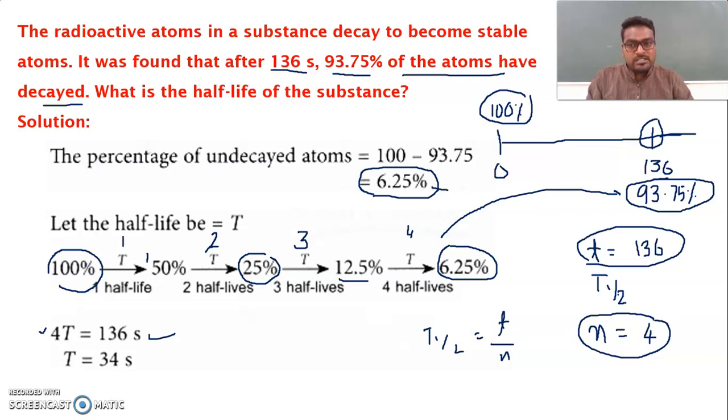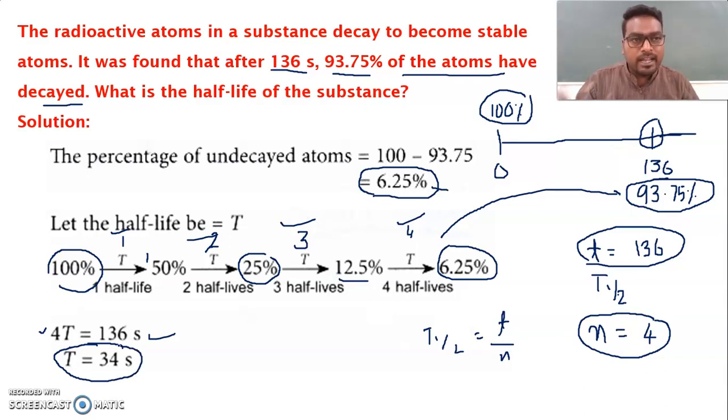Got my point, dear students? Here we have come across 4 half-lives. Not different, 4 same half-lives: 1, 2, 3, 4. So in the 4 half-lives, what is the time interval it takes? 136 seconds. So 4 into T half is equal to 136, then T half is equal to 34 seconds. So this is the half-life. If you simplify, you get 34 seconds. 34 seconds is the half-life of the given reaction.